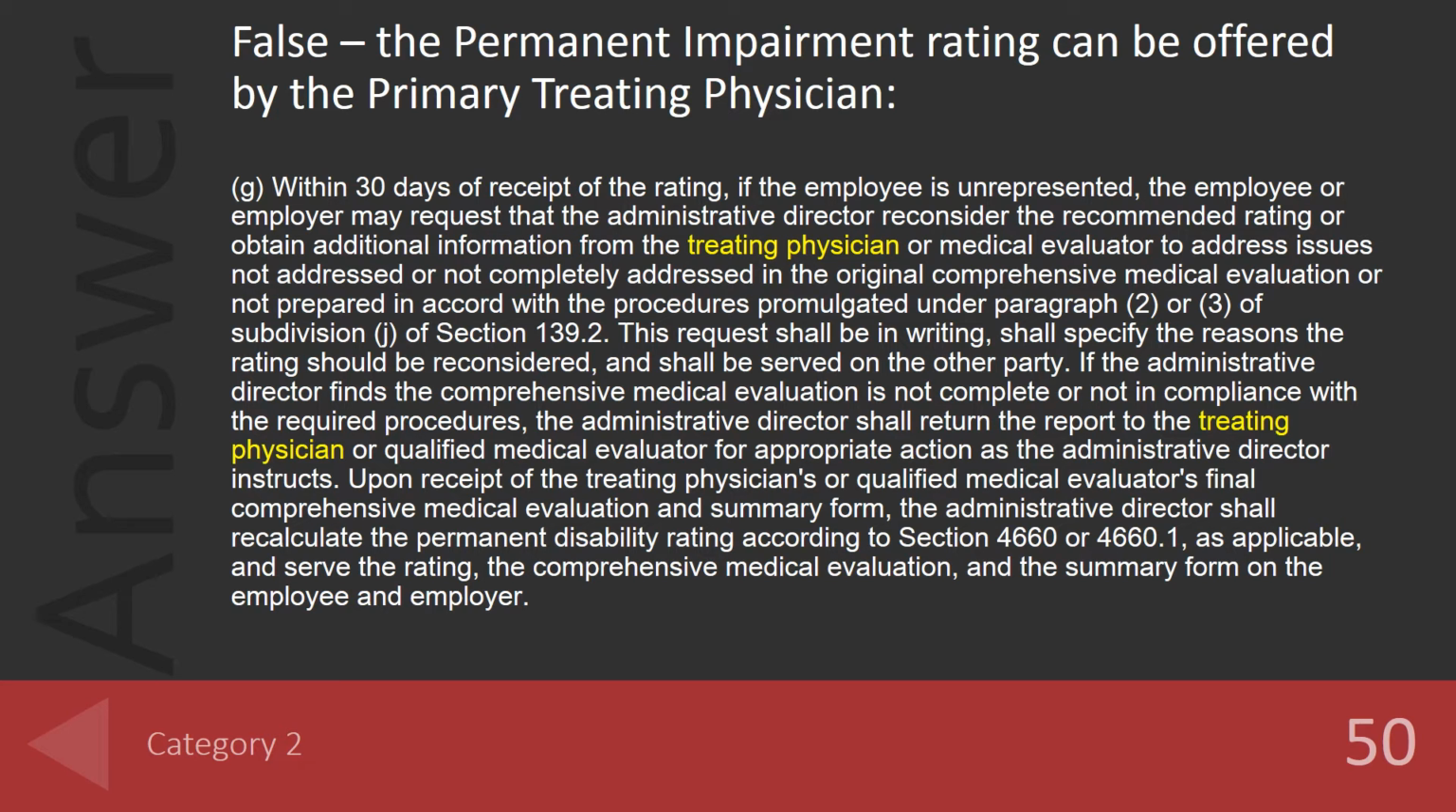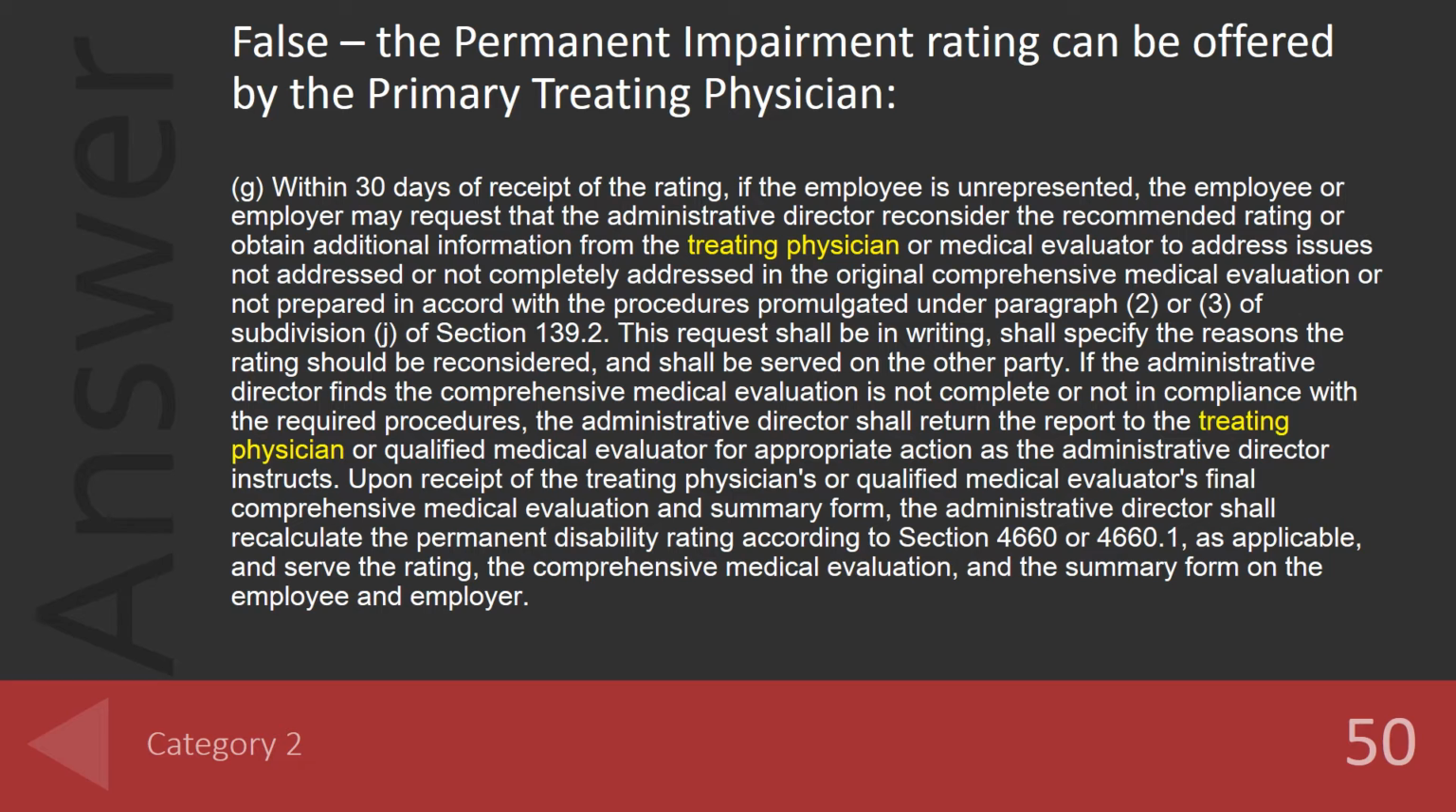And so don't be surprised if you receive those requests to have your permanent impairment rating reconsidered, and it's the administrative director that then provides the instructions for us as to how to proceed or how to properly prepare our report so that it complies with all procedures and that it addresses all issues. Okay? Okay, so let's move on now to Labor Code 4062.